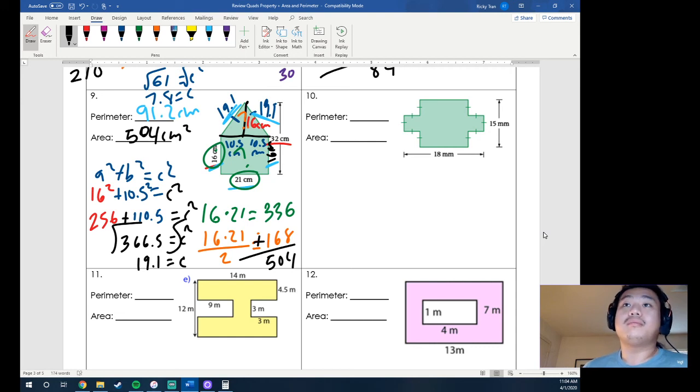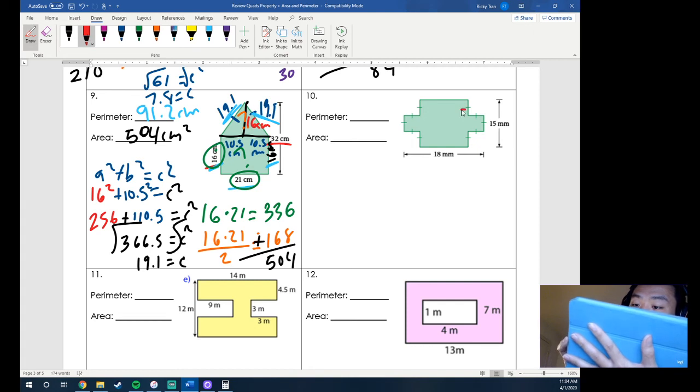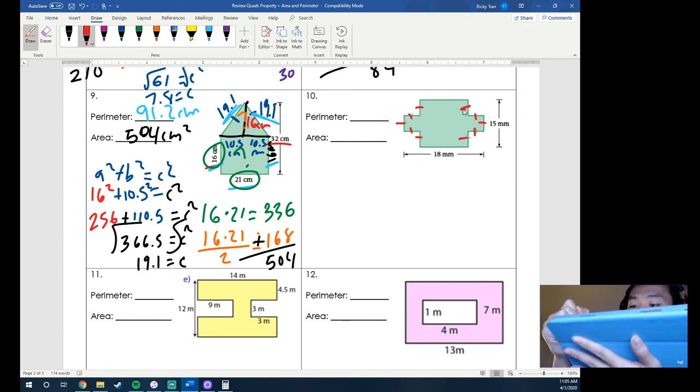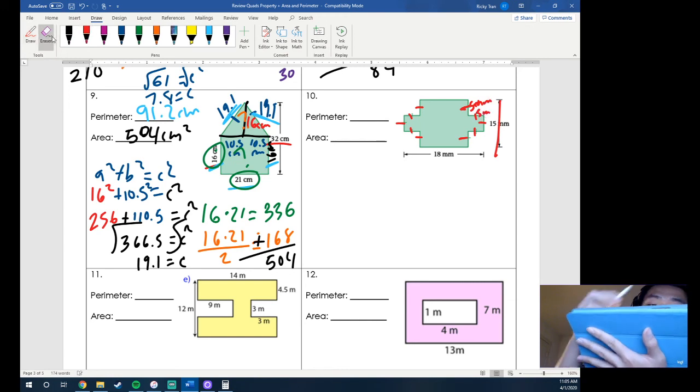And number 10 is actually pretty easy, because if you look carefully, all these sides here are congruent, right? All right. If these are all congruent, we're just going to take all these sides right here. This side and this side and this side all add up to 15, which means it's just 15 divided by 3, or 5. So all these are just going to be 5 millimeters.